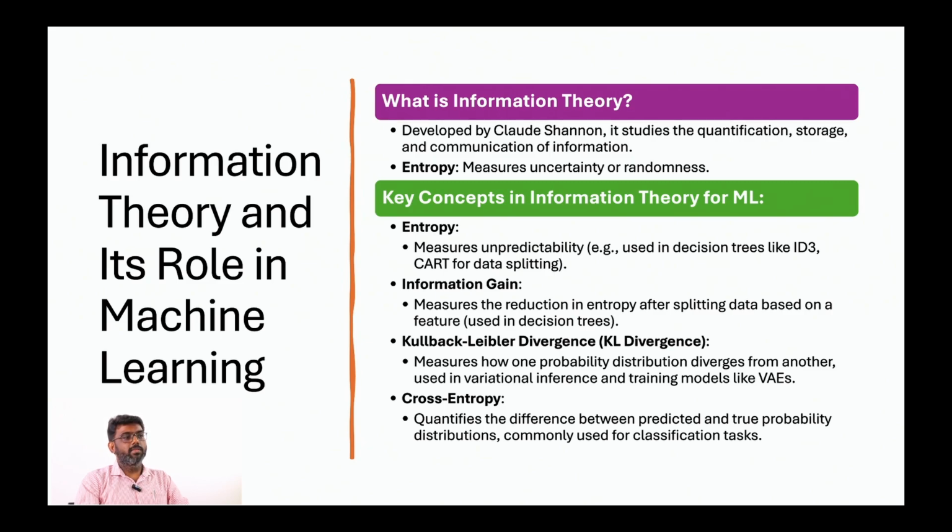Cross entropy. Cross entropy is another measure that comes from information theory and is commonly used in machine learning, especially for classification tasks. It quantifies the difference between two probability distributions, typically the predicted probability distribution and the true distribution. Lower cross entropy means better performance.